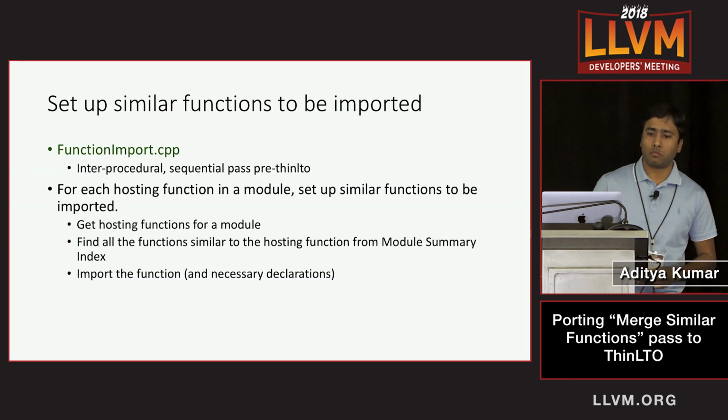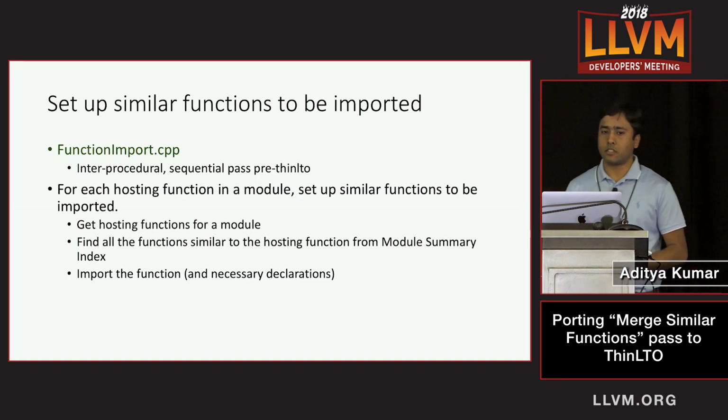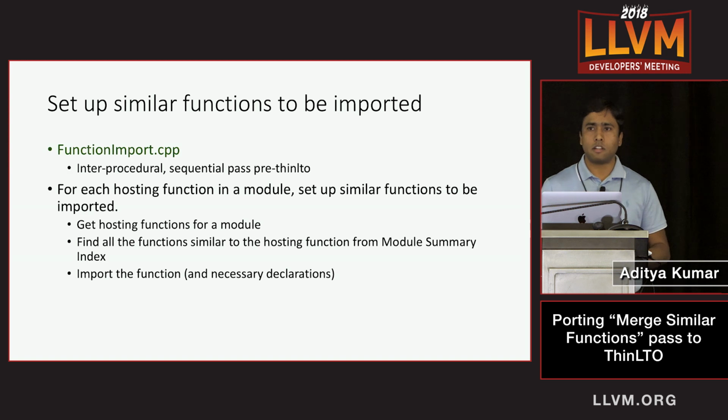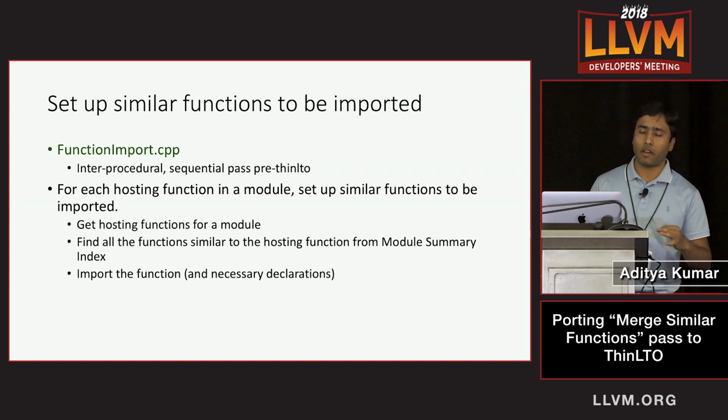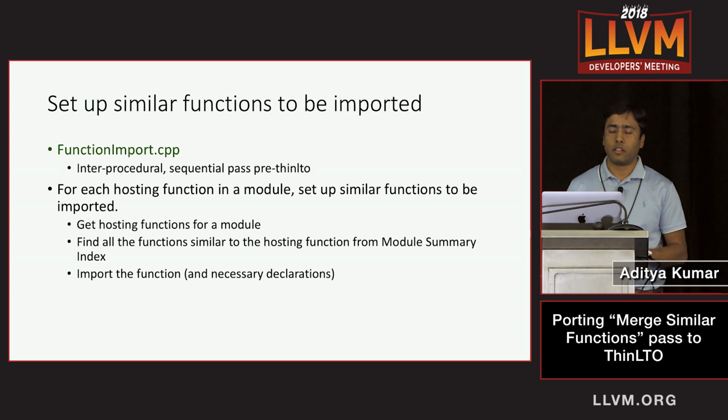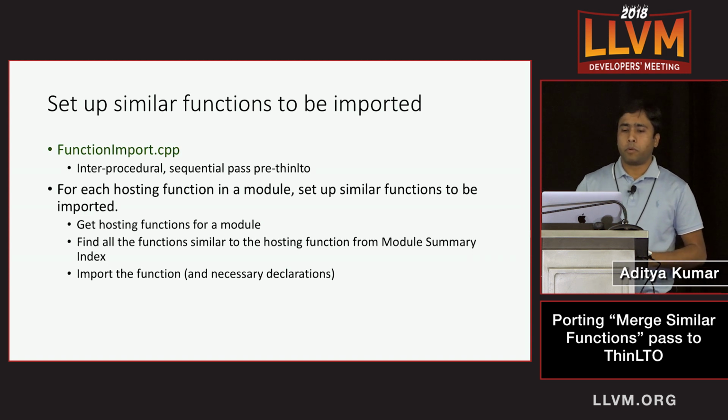The third step was to set up similar functions to be imported. The entire logic is in function import.cpp. It is a sequential interprocedural pass. It runs for each module. It works on the module summary index. So at this point of time, we have not parsed the entire bitcode. That's why it is very cheap.